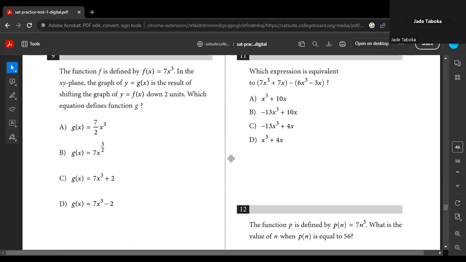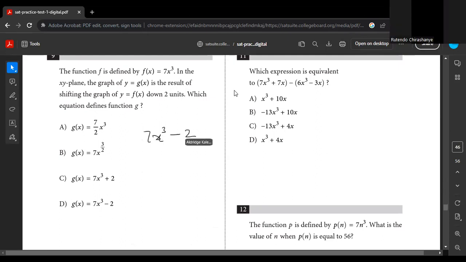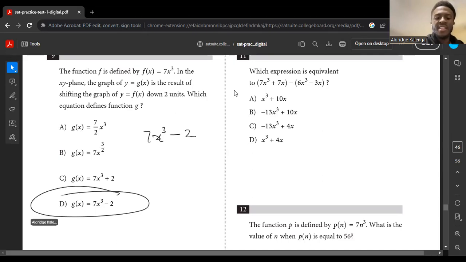The function f is defined by f of x is equal to 7x cubed in the xy-plane. The graph of y is equal to g of x is the result of shifting the first function down 2 units. Which of the following equations defines the function? So you've got this function 7x to the third, and you want to shift it down 2 units, you just subtract the whole equation by 2. So our answer is D. That's for question 9.